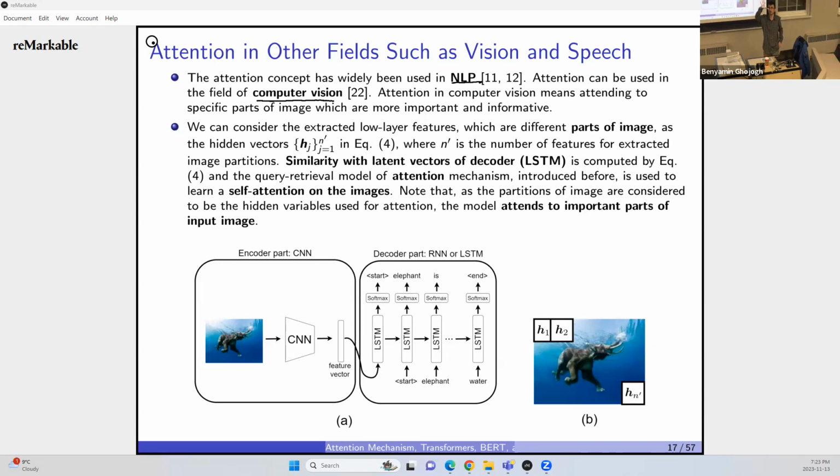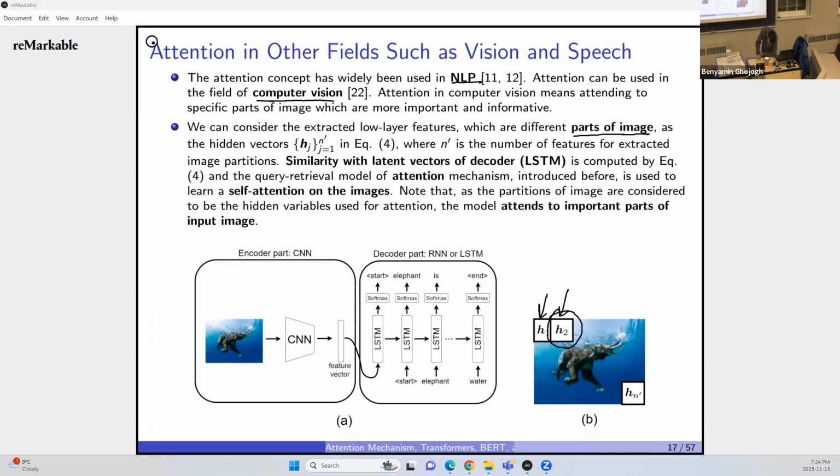Remember, I said, assume you look at Mona Lisa, so you can attend to different pixels. So for example, we can consider the extracted low layer features, which are different parts of the image. Consider a patch which goes over the different parts of the image, right? Then can I calculate the attention of every patch to every other patch? Right? This is possible. So I can have attention between the different parts of the image.